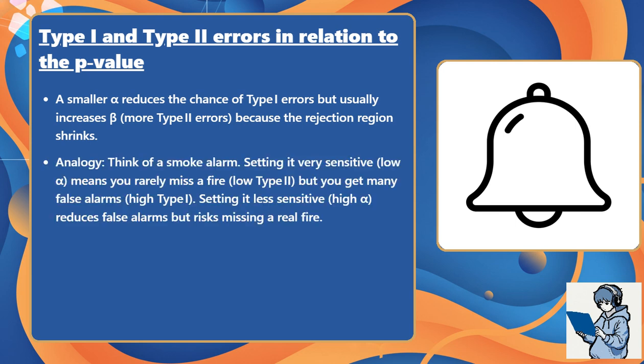Analogy: think of a smoke alarm. Setting it very sensitive, low alpha, means you rarely miss a fire, low type 2, but you get many false alarms, high type 1. Setting it less sensitive, high alpha, reduces false alarms but risks missing a real fire.